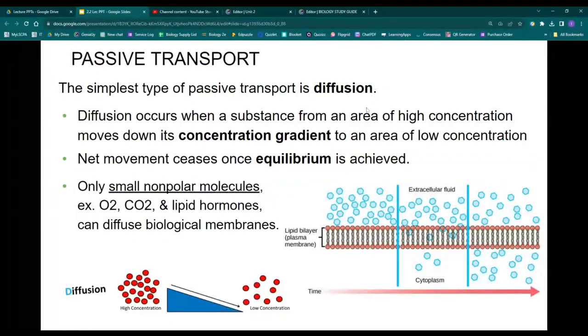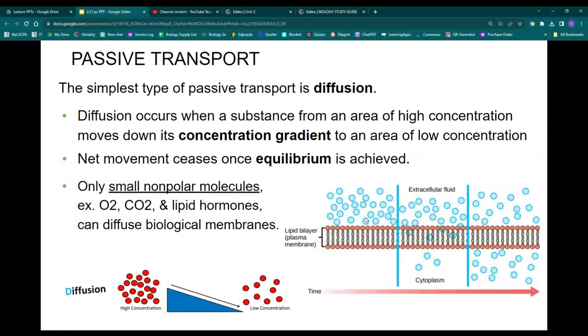Passive transport includes diffusion. Diffusion is just direct molecules being able to cross the membrane. So this is only going to be very small, non-polar molecules like dissolved gases or maybe some lipid hormones because they're able to cross these fatty acid tails. Now, diffusion always goes down the concentration gradient. That means that if we have a whole bunch of substance on one side, it will spread out and go to the lower side until it reaches equilibrium.